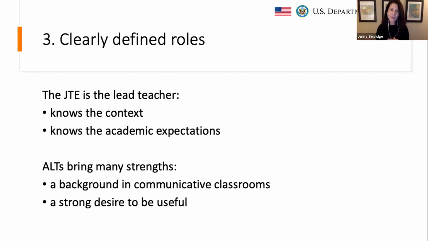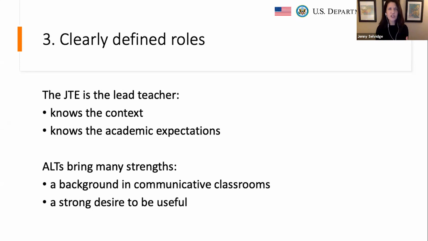But the ALT brings so many strengths. One of them is a background in communicative classrooms. So even if the ALT is not a trained teacher, they were students. Most likely, I know they're from many countries, but most likely in a place that had a very communicative style of education. So as students, they can think back to different things that they did in their classrooms. So they would be a great resource for brainstorming.